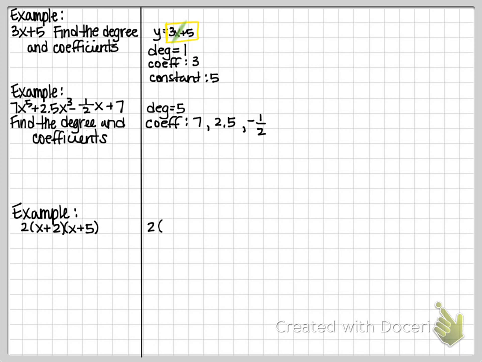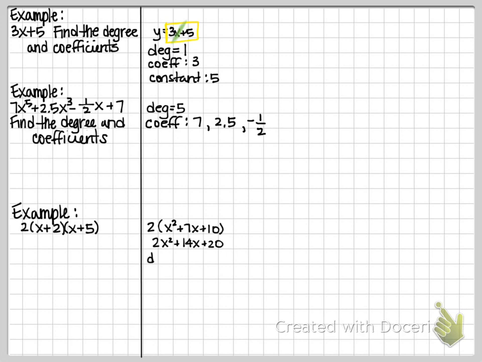So I'm going to multiply the x plus 2 and the x plus 5. So take out the box if you need to. If not, go ahead and distribute. That gives me x squared plus 7x plus 10. Then distribute the 2. Now it looks the same as all of the other ones, so the previous 2 examples.